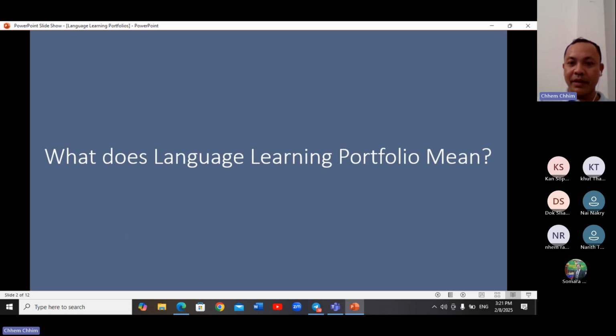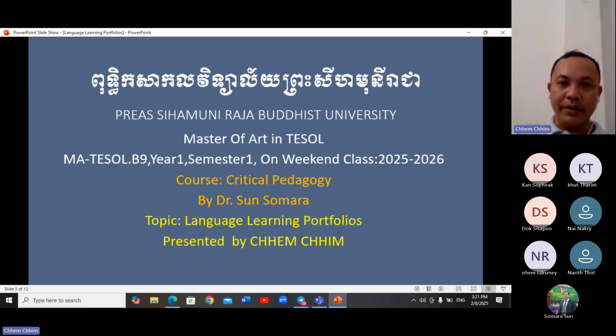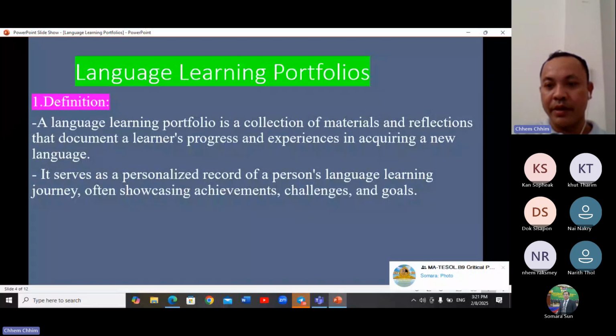So what does language learning portfolio mean? The language learning portfolio is the collection of materials and reflections that documents learners' progress and experience in acquiring new language. It serves as a personalized record of a person's language learning journey, often showing achievement, challenges, and goals.